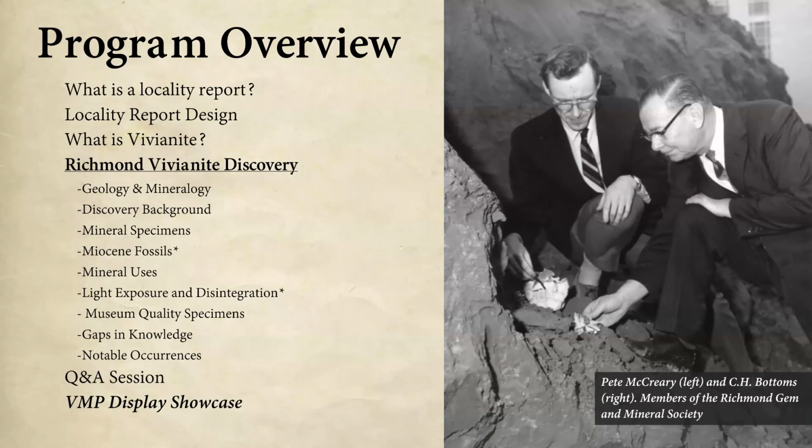And over here to the right, you see an old photograph. This is from Betsy Martin. It's Pete McCreary and C.H. Bottoms, and they're looking at some of the Vivianite specimens that they just found. I always love this picture because it's funny to look at how people would get off work. Rock hounds, we don't really care what our clothes look like, and they got off work in their business suits and went over to the locality to collect mineral specimens. This is a great photograph of them looking at some of the Vivianite they were discovering.